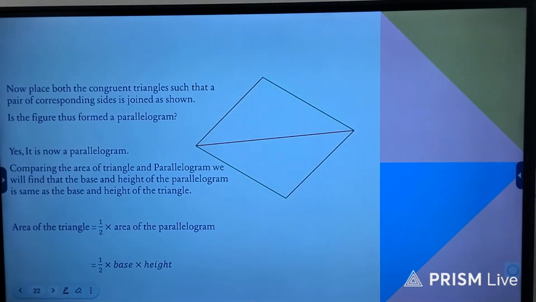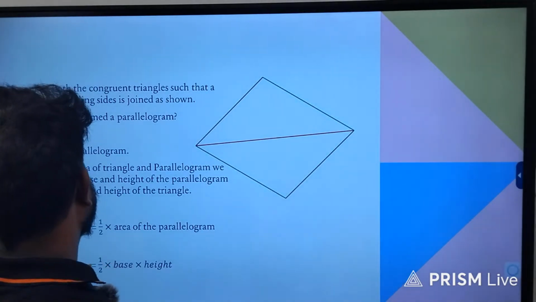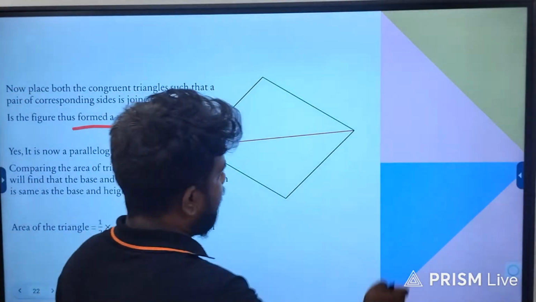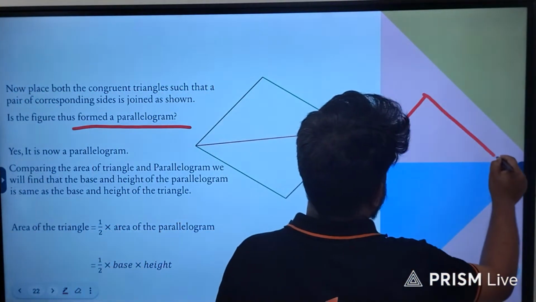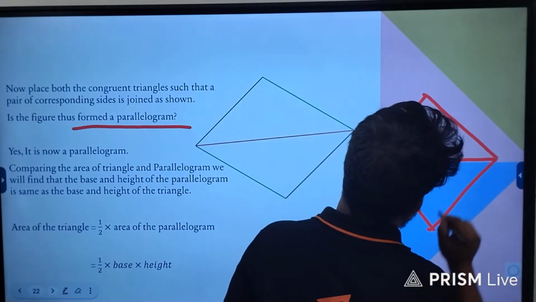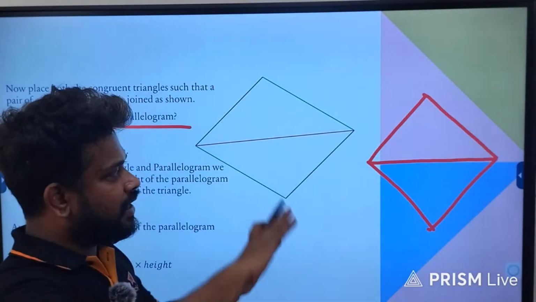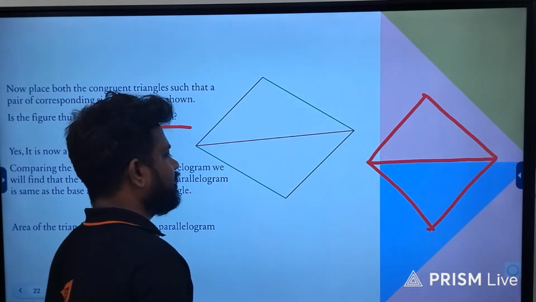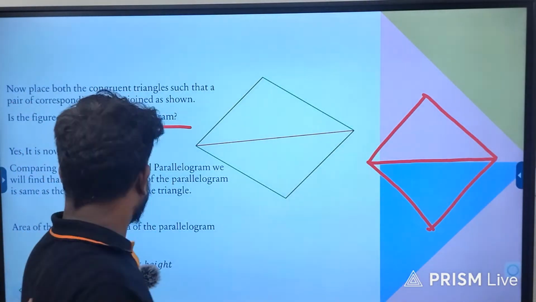Now place both the congruent triangles such that a pair of corresponding sides is joined as shown. Is the figure thus formed a parallelogram? Obviously, it has formed a parallelogram. And what have we done? We have just placed two scalene triangles like this to form a parallelogram.